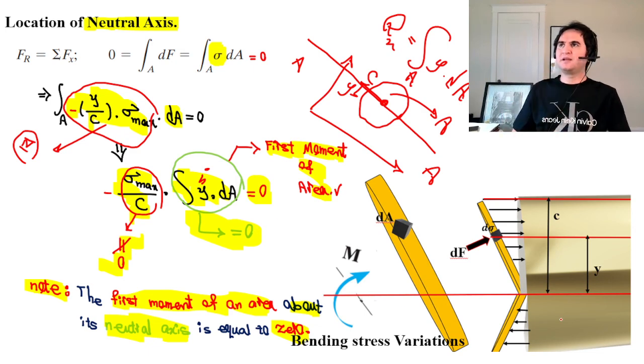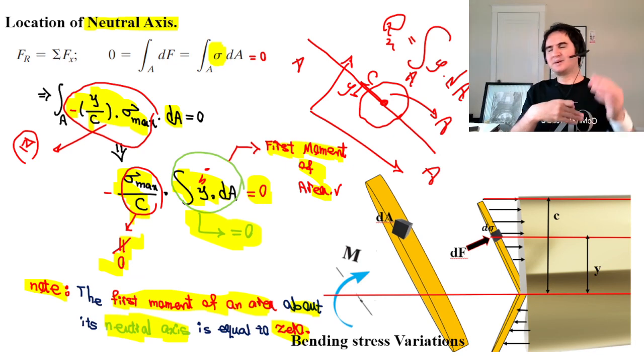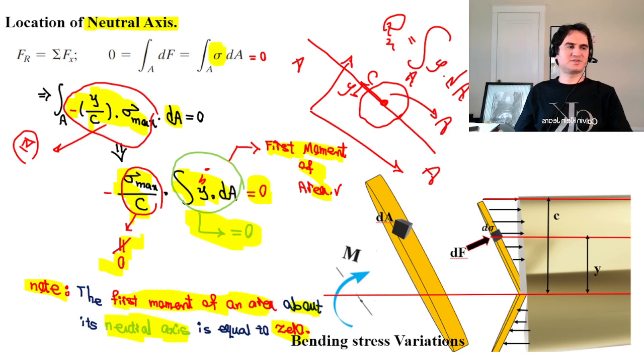In the next video, we'll expand equations 1 to 4 to get the final derivation. So far, we stopped at the location of the neutral axis in bending, then we will expand it to get the bending moment stress equation.